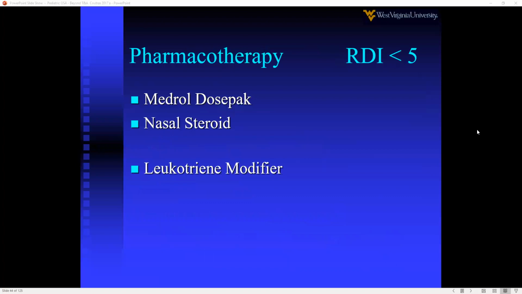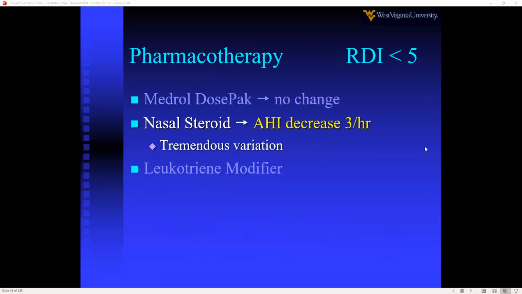So what about medications? Well, Medrol dose pack, no change. Nasal steroids, well, yeah, you can, here it says 3, and I don't have my reference, but can go up to 4 per hour. But as noted a few moments ago, tremendous variation. Sometimes you see a great improvement, other times you don't.